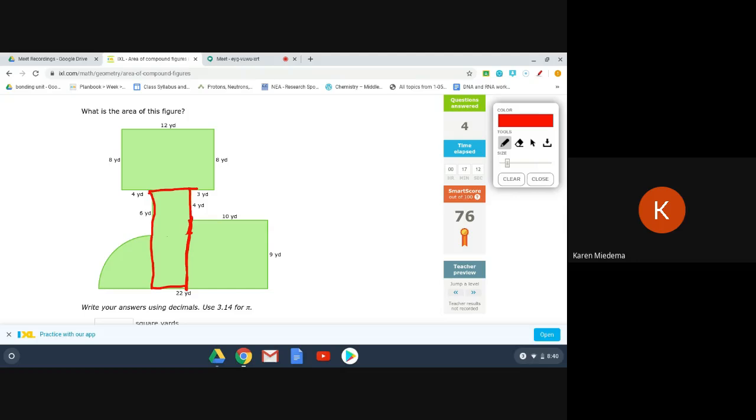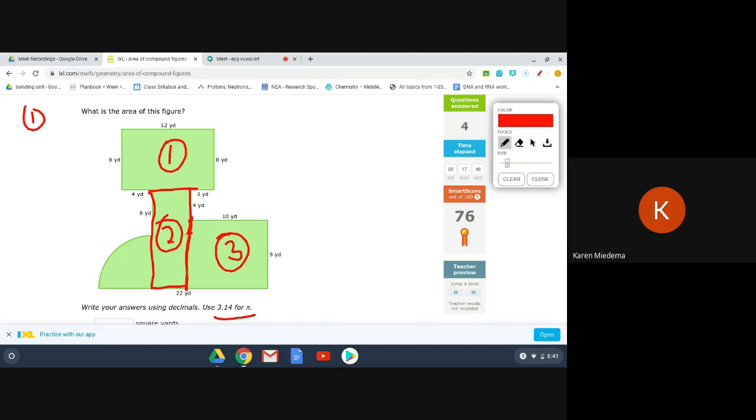Okay, so now for this problem, I have a rectangle here, I have a rectangle here, I have a rectangle here, and I have part of a circle over there. How much of the circle do I have? Well, I have a quarter of that circle. And it says to use 3.14 for pi. So when we do that area, we have to make sure that we use 3.14 for pi. All right, so this problem, we're going to use quite a bit of space.